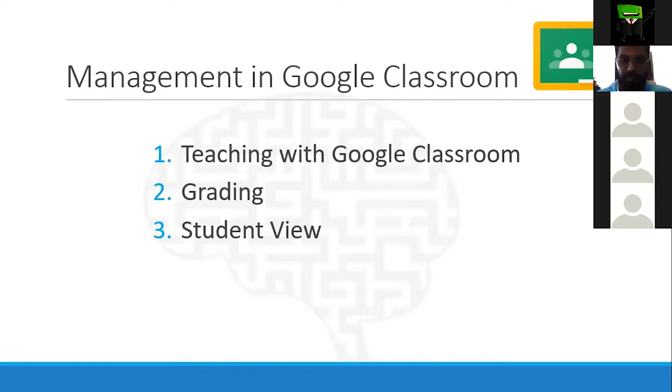The grading is how we can give grades through Google Classroom for the assignments they have submitted, tests, quizzes, and all that. And then the last one is student view. So far, we have only viewed how the teacher's Google Classroom view is. So now we're going to view how the student actually sees the classroom, the virtual classroom. I'll explain all that in detail one by one. So we start with teaching with Google Classroom.